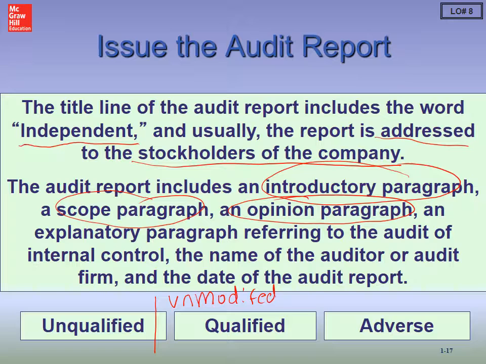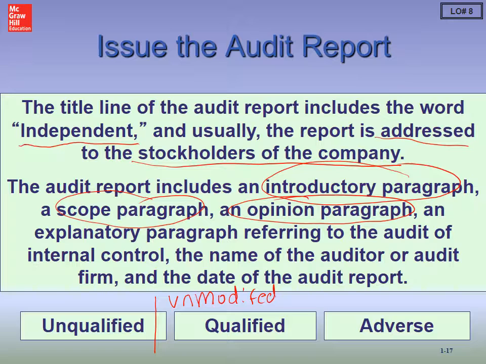But we're going to have to learn more about the way these reports are structured for the non-public companies as well, because the CPA exam does ask about that, so I want you to be aware of that. But for now, just at a high level, understand these 3 paragraphs: introductory, scope, opinion.